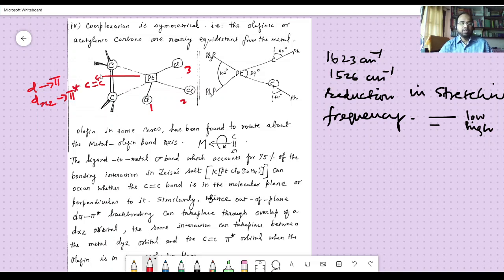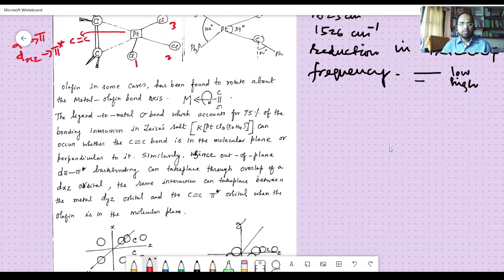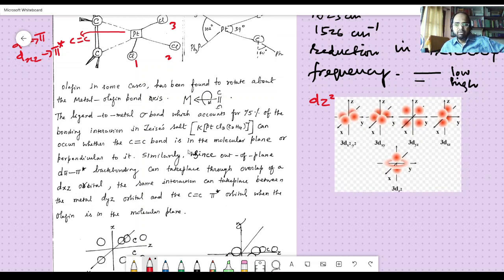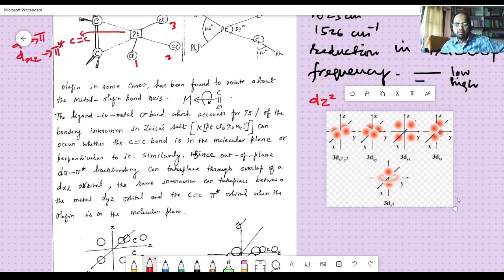Electronic transitions are taking place, and in some cases the olefin is found to rotate about the metal olefin bond as well. So why is rotation possible? Because we have seen cases where the dz square orbital has a circular rotation around the z axis. Let me show you a picture of how these d orbitals are classified. You must have an idea of what a d orbital actually looks like, because unless you know this, it will be very difficult to understand. So here is the picture that I am inserting.